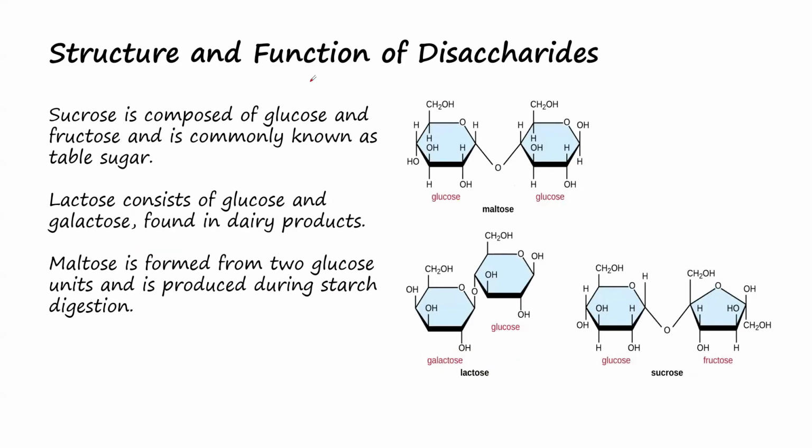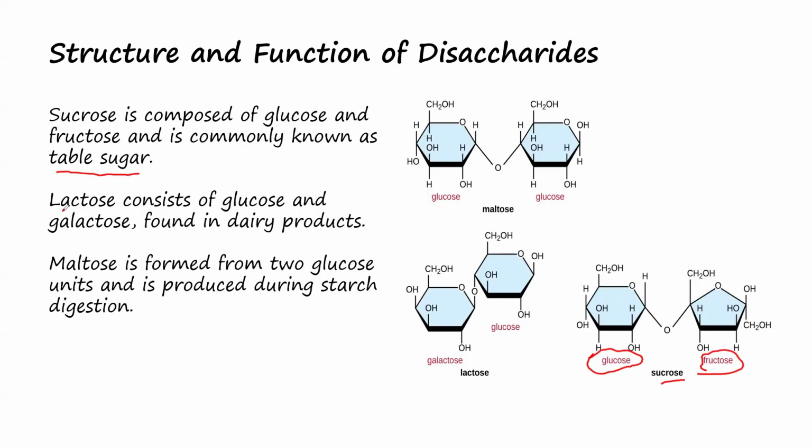So the next thing is the structure and functions of disaccharides. Sucrose is composed of glucose and fructose, and it is commonly known as table sugar. So let's look at it. This is sucrose, and this is the fructose, and then this is the glucose. They join together to produce sucrose by a glycosidic bond. And this sucrose is found in table sugar, in sugar cane, etc.